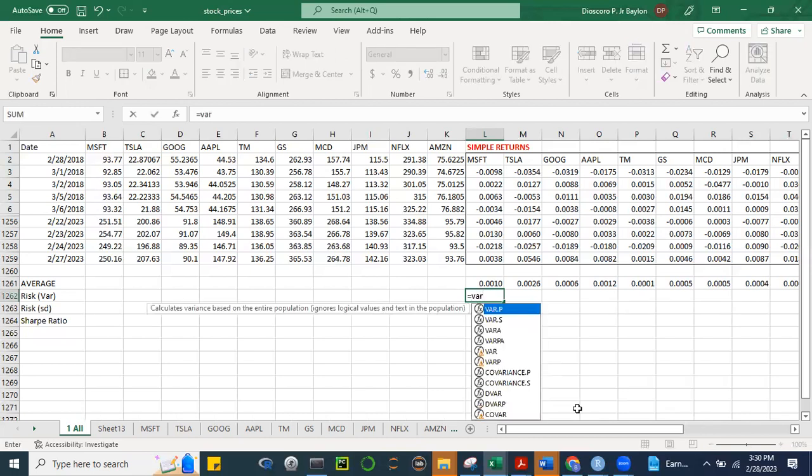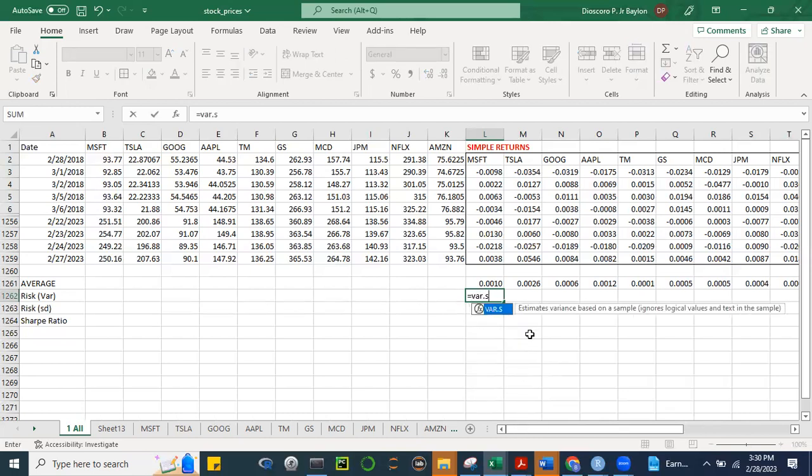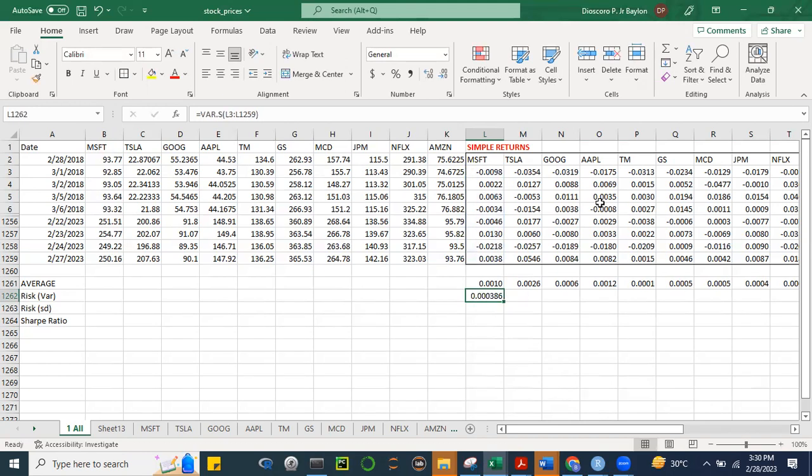So this is equal to var.s. Sample lang siya, no? Kasi hindi naman to yung population ng buong prices ng mga stocks na to eh. So we only use var.s, which I hope you still recall yung formula sa stat, which is just the returns minus the average returns, okay? Squared, sum it up, and then over n minus 1. So, yun ang variance. Okay, variance ng returns ni Microsoft here. Okay, control enter.